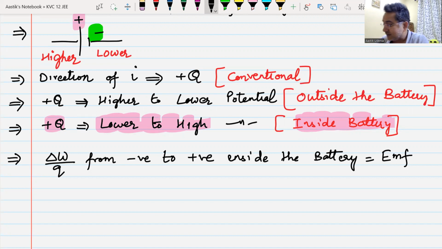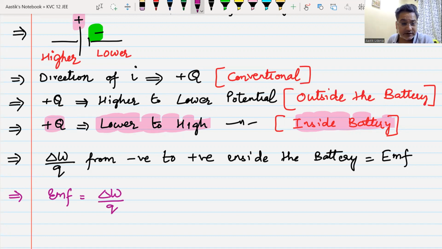So we have this legendary formula. The EMF of the battery is work done per unit charge. Remember, in moving a charge from the negative terminal to the positive terminal inside the battery. Do we understand this? Yes or no? That is known as the EMF of the battery.